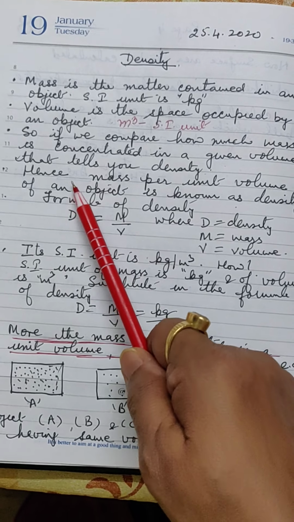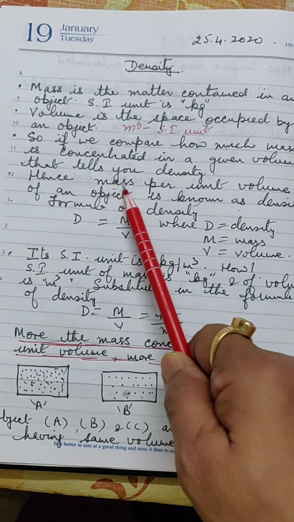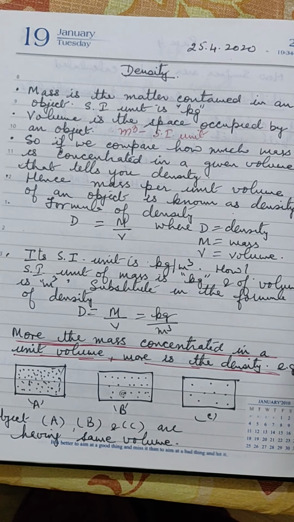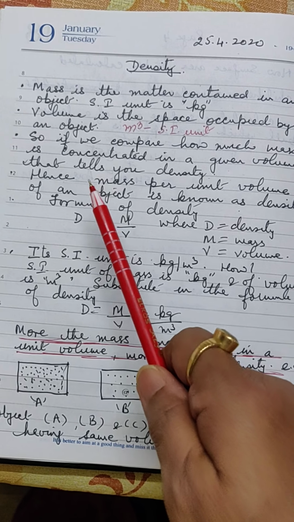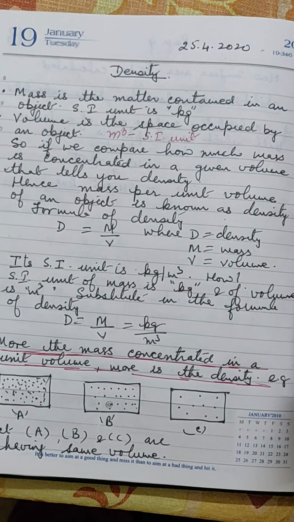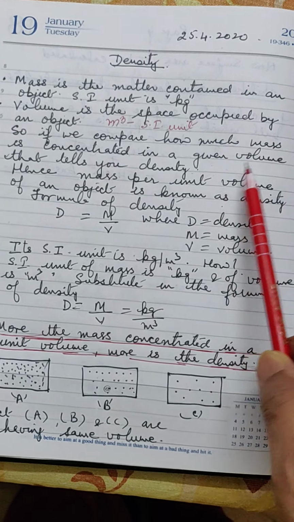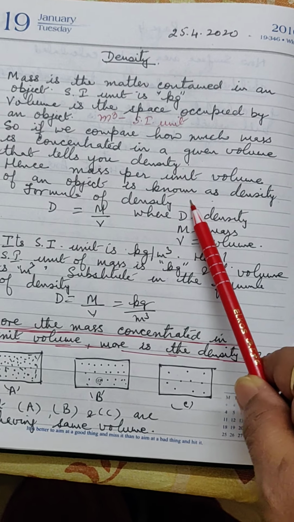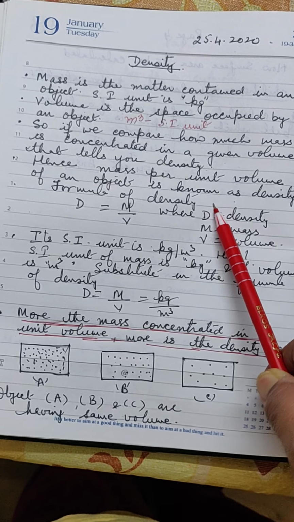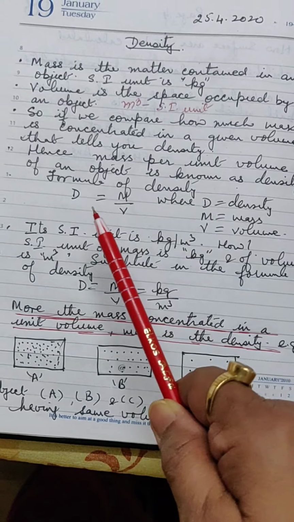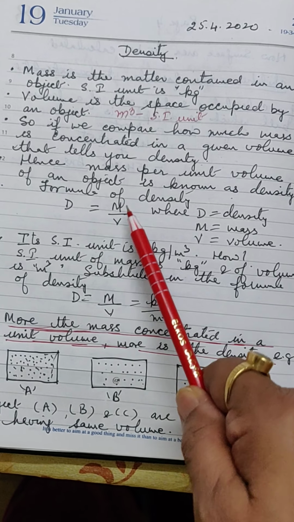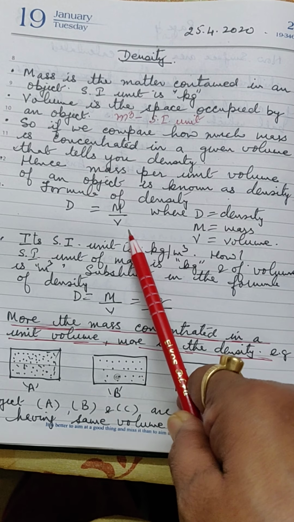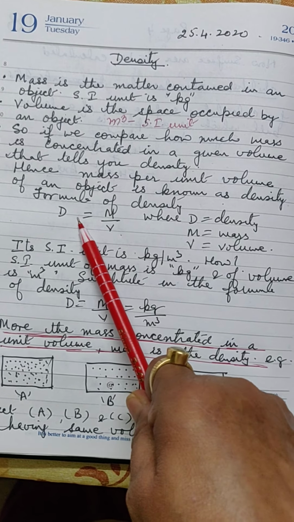So density is defined as mass per unit volume. I repeat, density of an object is defined as mass per unit volume. Then comes the formula: if you want to calculate the density, which formula should you use? So density is equal to mass upon volume. These are the two physical quantities required to calculate the density of an object.